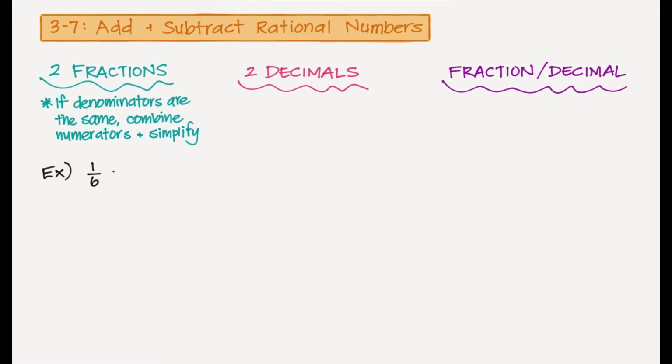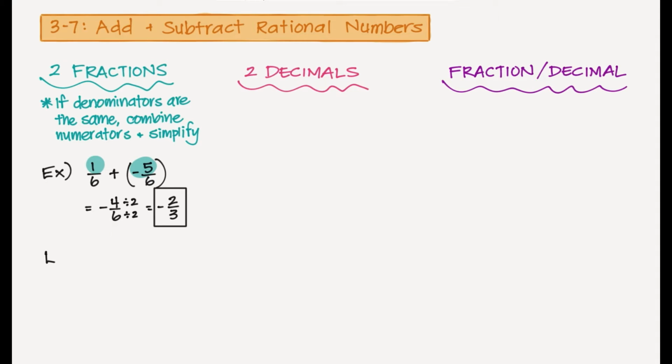For instance, if I had 1/6 plus negative 5/6, since their denominators match, I'm just going to combine 1 plus negative 5, which is negative 4. So negative 4 over 6 is my fraction. I could divide them both by 2, and I get negative 2/3, and that's it.